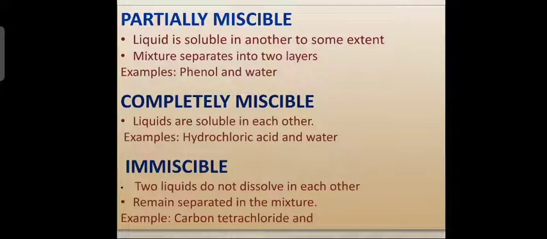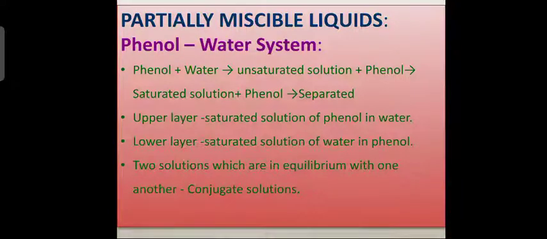Completely miscible liquids, examples are hydrochloric acid and water, or nitric acid and water, or sulfuric acid and water. Any inorganic acid and water are completely miscible. Even alcohol and water are completely miscible. Then immiscible liquids do not dissolve in each other at all, so they separate into two layers. Examples are carbon tetrachloride and water, or carbon disulfide and water.